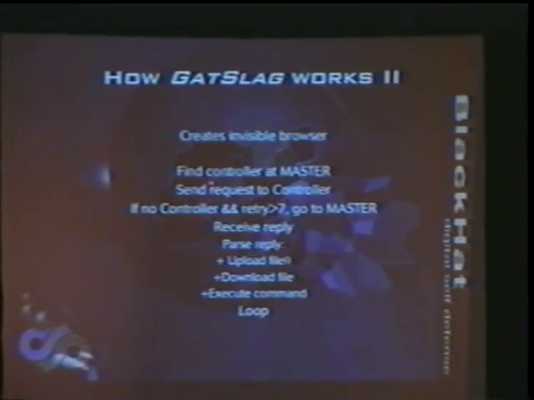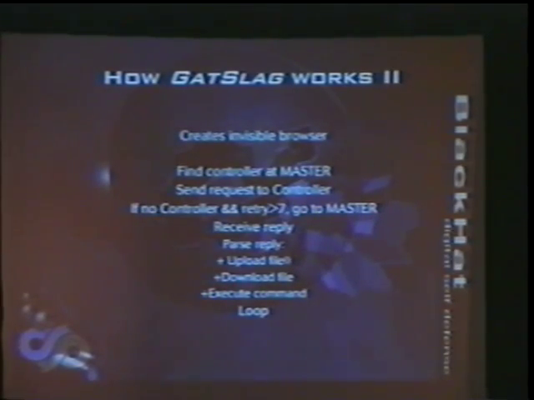If it finds the controller, it makes a request saying, okay, I'm here. The controller would then prompt the user, the abuser, the guy that's controlling the Trojan, to enter some command, and sends the command back as a response to the reply. The Trojan then receives the reply, parses the reply, and decides what to do. It can upload a file, download a file, execute some kind of command, any kind of functionality you can get in there, and then loop back.